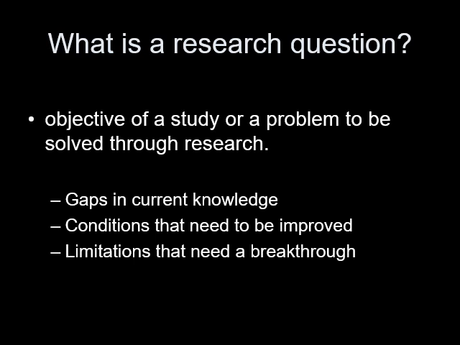Okay, now in this lecture, let's talk about what is a research question and what are some of the components of a research paper. Okay, now what is a research question? Well, it's really basically the objective of a study or a problem that needs to be solved through research. So it can be gaps in current knowledge that we don't know, and it could be something like the conditions that need to be improved, or it could be a technological limitation that needs some sort of breakthrough. Okay, now so these are all adequate reasons to perform a research question.